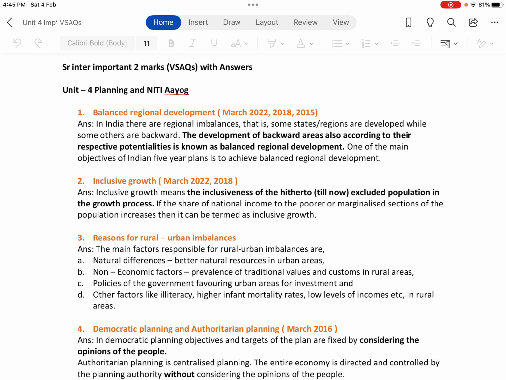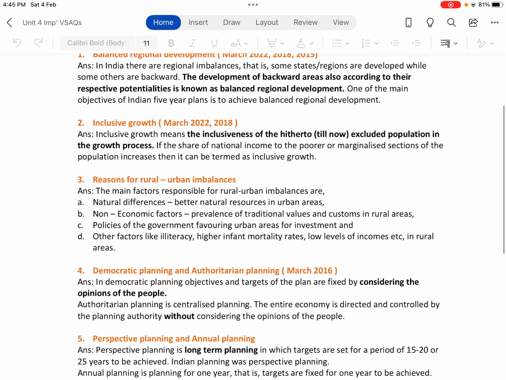So the second one, inclusive growth. This is the same thing which I explained in unit 1. The same answer was asked in March 2022 and 2018. Inclusive growth means the inclusiveness of the hitherto, that is still now excluded population in the growth process. If the share of national income to the poorer or marginalized sections of the population increases, then it can be termed as inclusive growth. I already explained this when I was explaining the first unit.